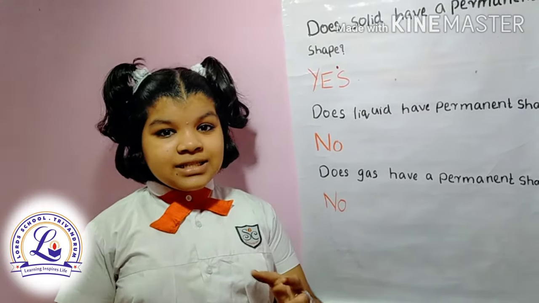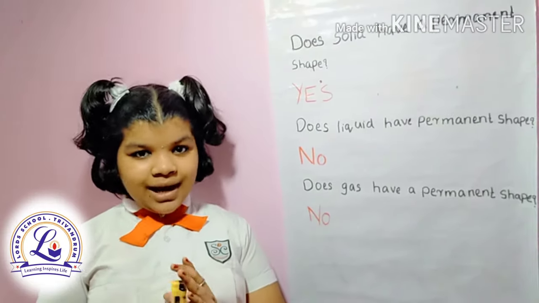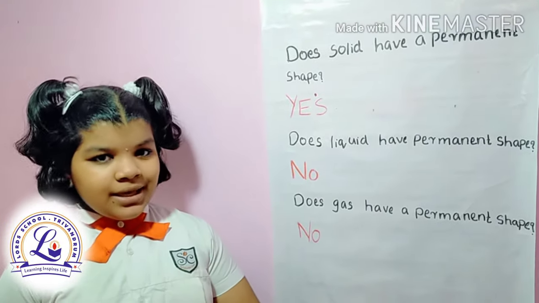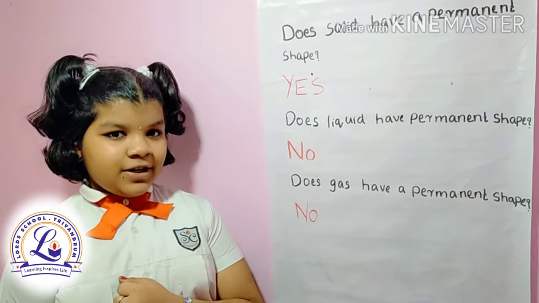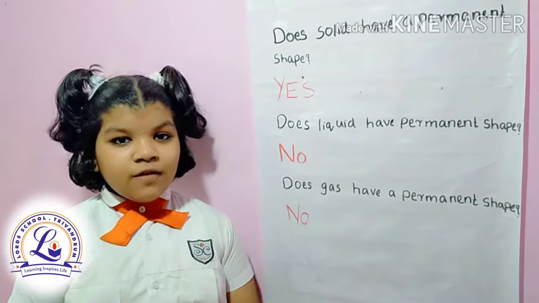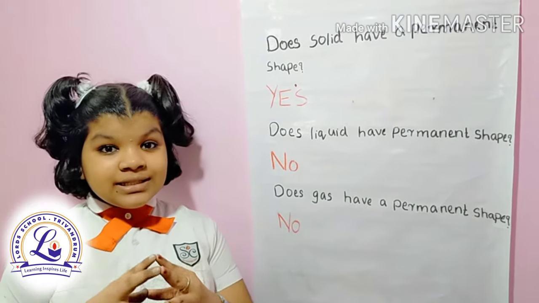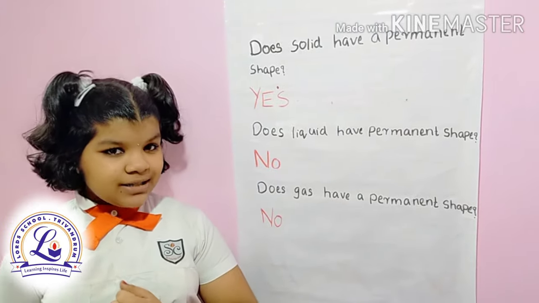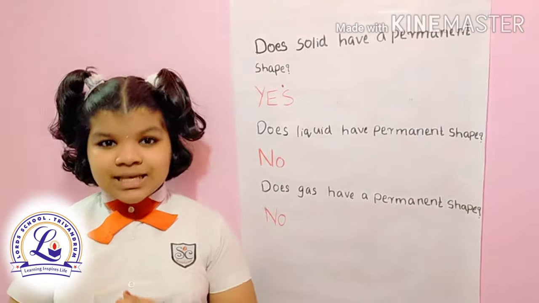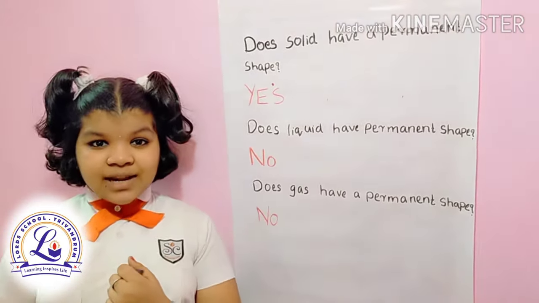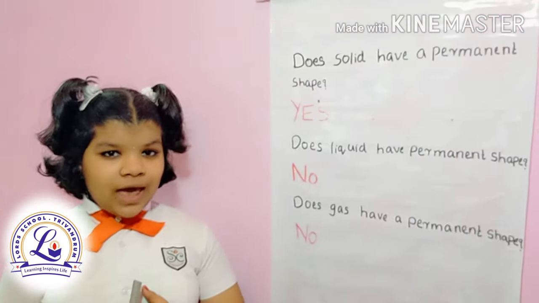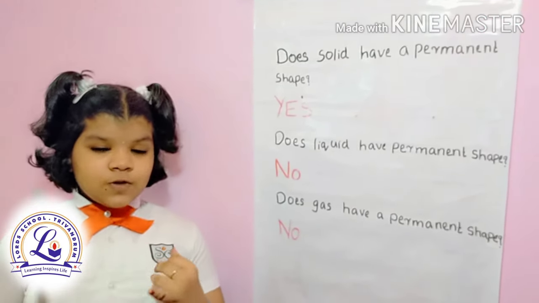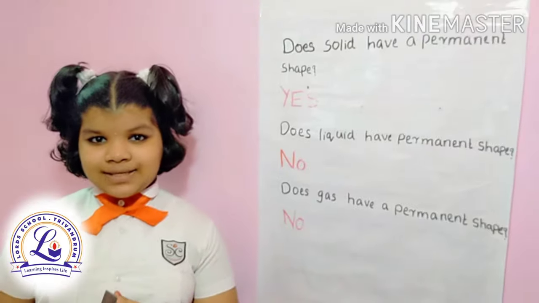It has taken the shape of that container. Just like liquid, gas also does not have a definite shape. So, whenever we fill the gas, it occupies the space of that object. So, we have learned that matter has mass and it occupies space, and regarding the shape also, we have learned the properties of solid, liquid and gas.